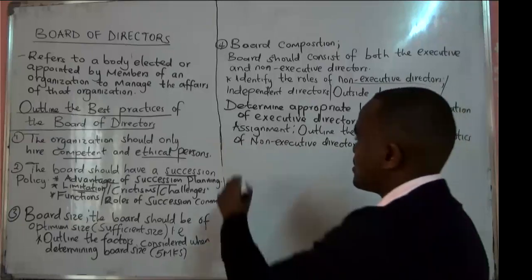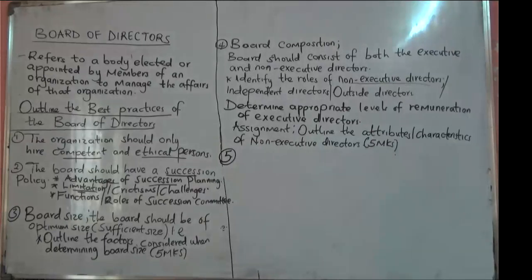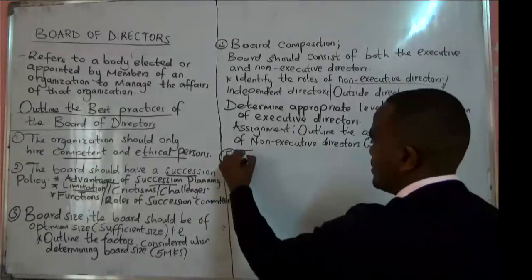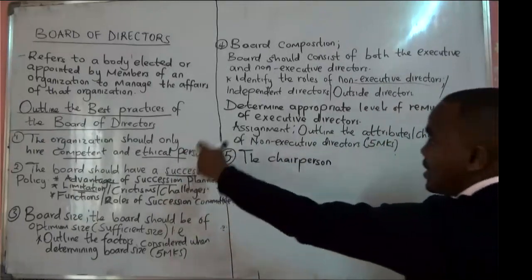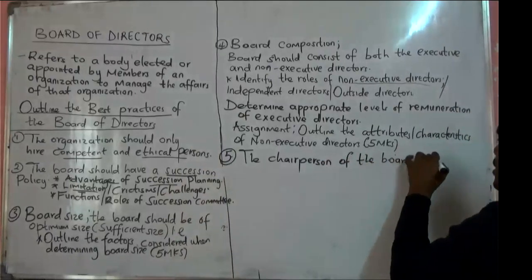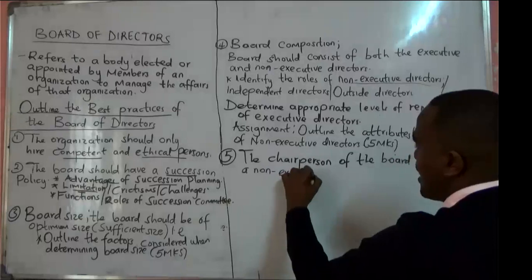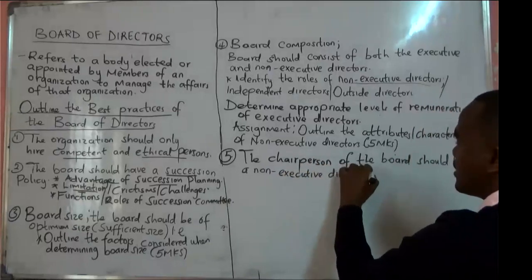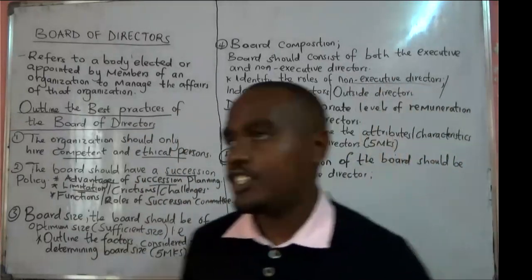The other best practice that we must talk of is, one, the chairperson of the board should be a non-executive director. So one of the best practices, we are back to the fifth one, the chairperson of the board should be a non-executive director.